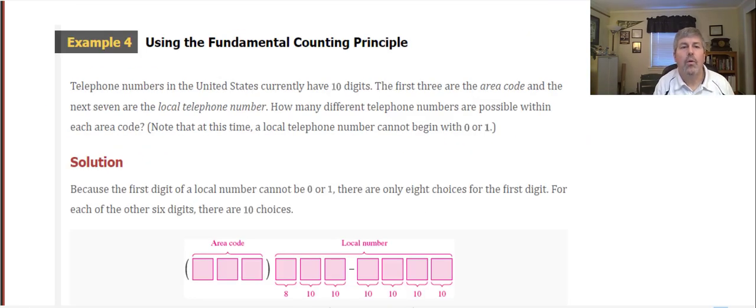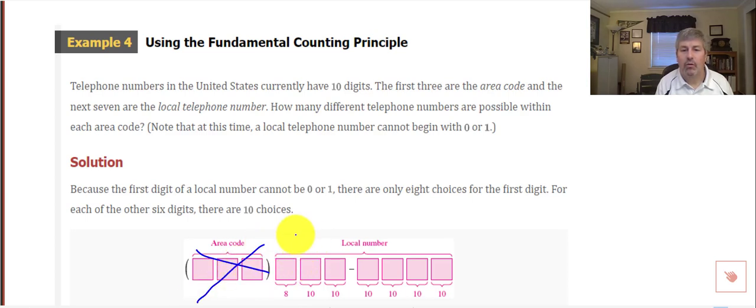Let's take a look at one more final example using the fundamental counting principle. Telephone numbers in the United States currently have 10 digits. The first 3 are the area code, and the next 7 are the local telephone number. How many different telephone numbers are possible within each area code? Note that at this time, a local telephone number cannot begin with 0 or 1. We're not asking about the area code, so we're going to eliminate those for a moment.